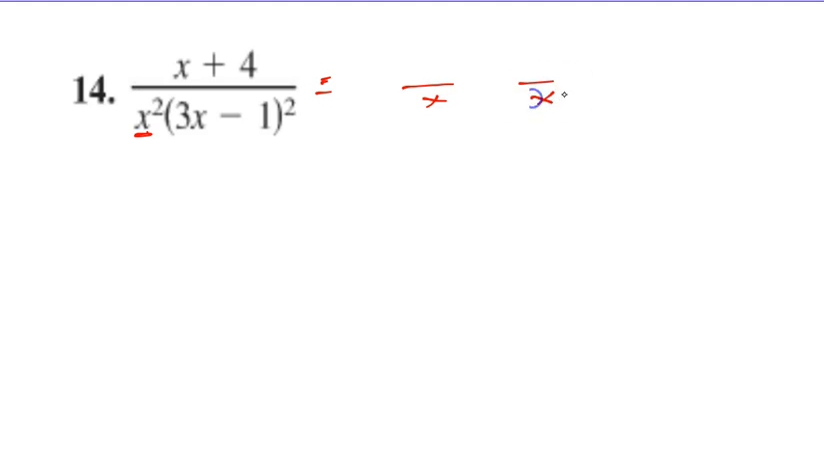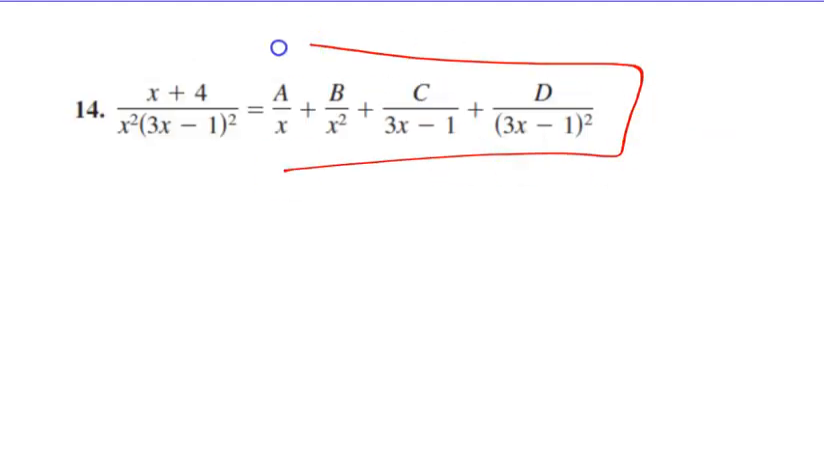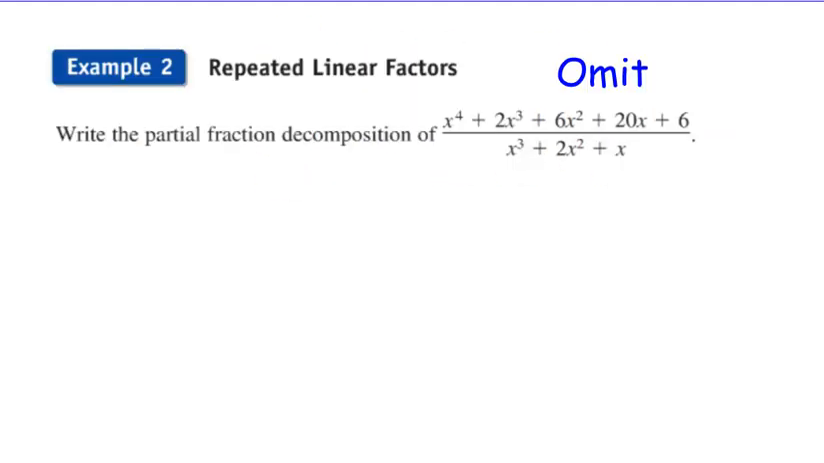So here, x and x squared are both factors of x squared. And then, oh my gosh, let's see, 3x minus 1, and then a 3x minus 1 quantity squared. Products of linear factors, products of linear factors, so I would go A, B, C, D. Alright, enough practice.